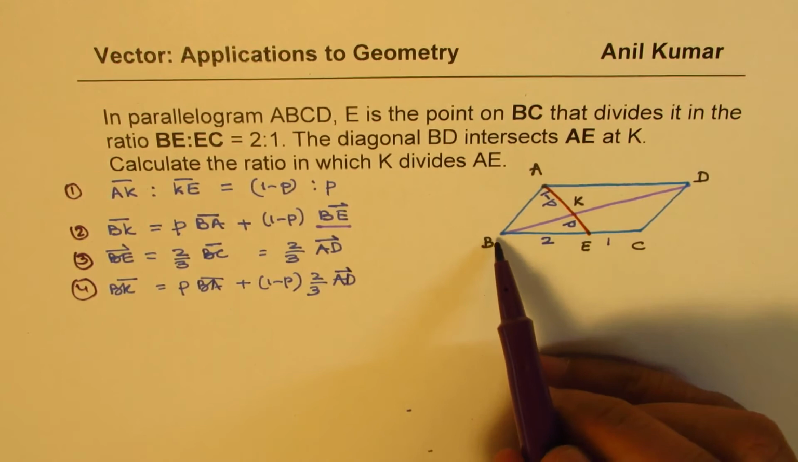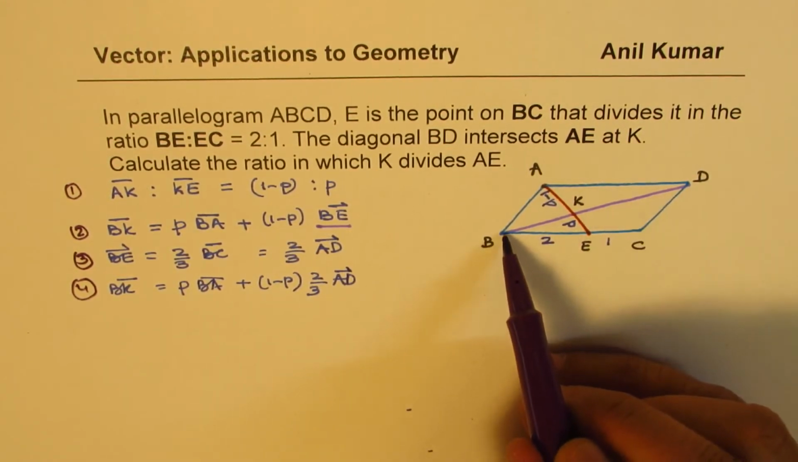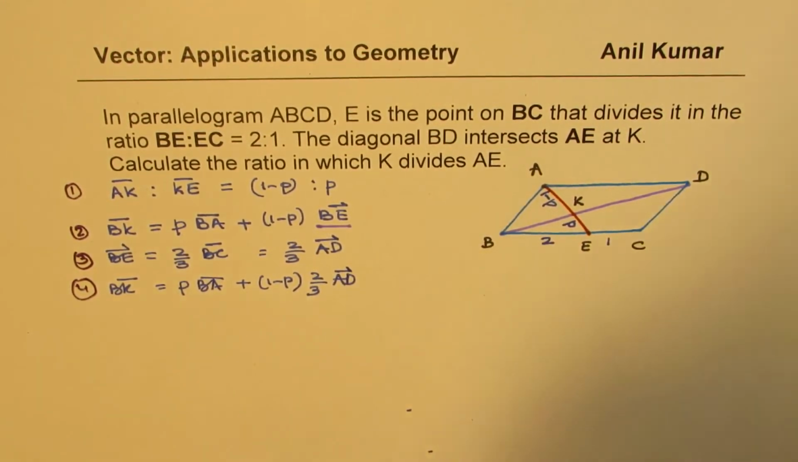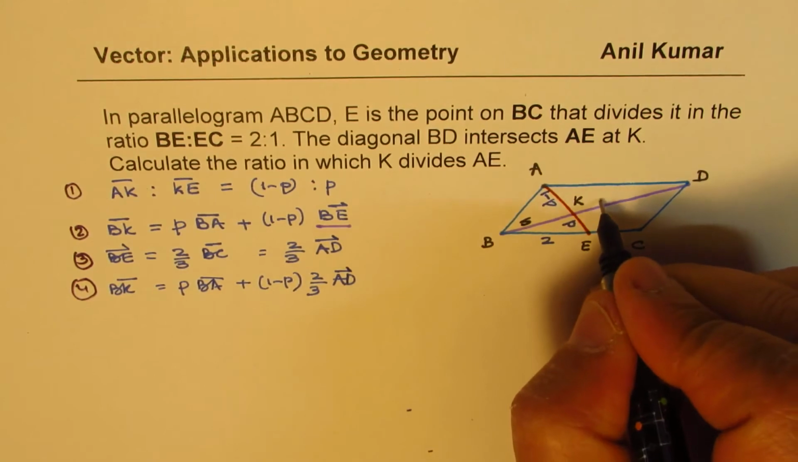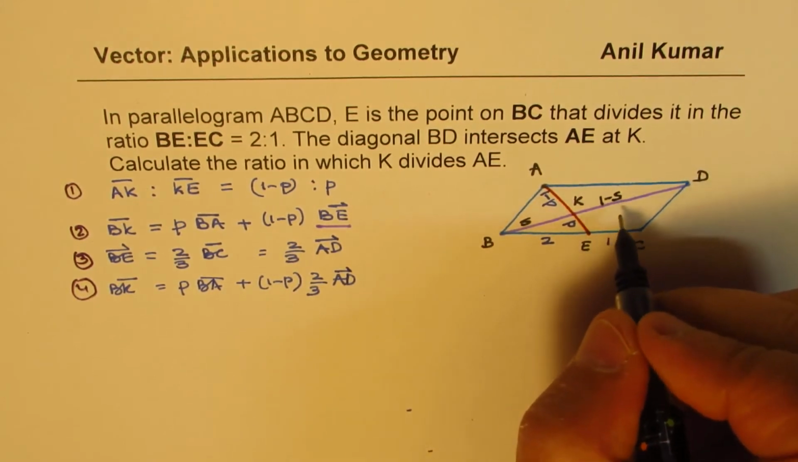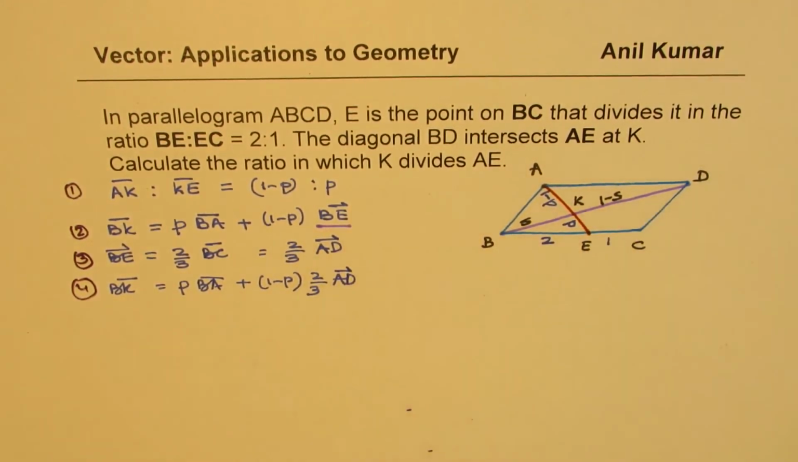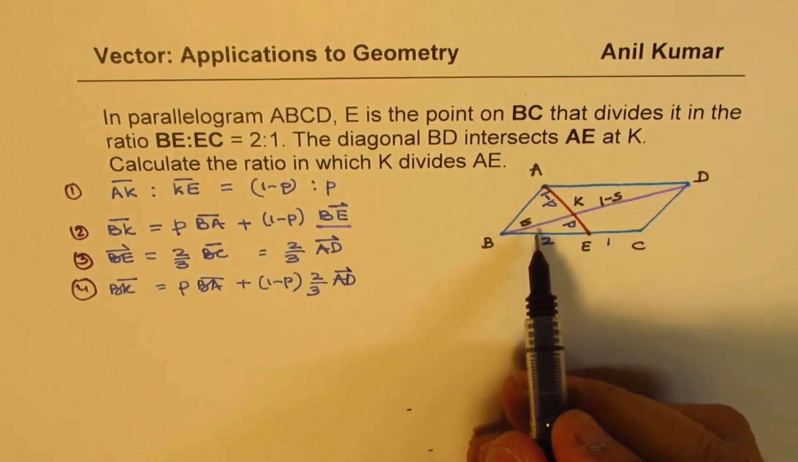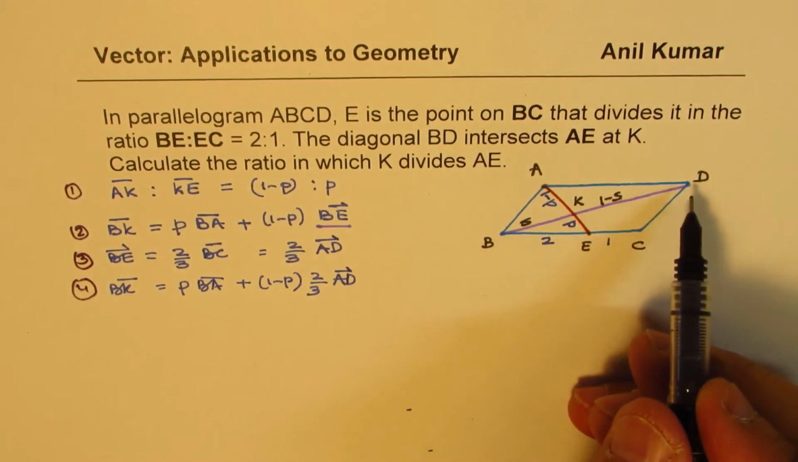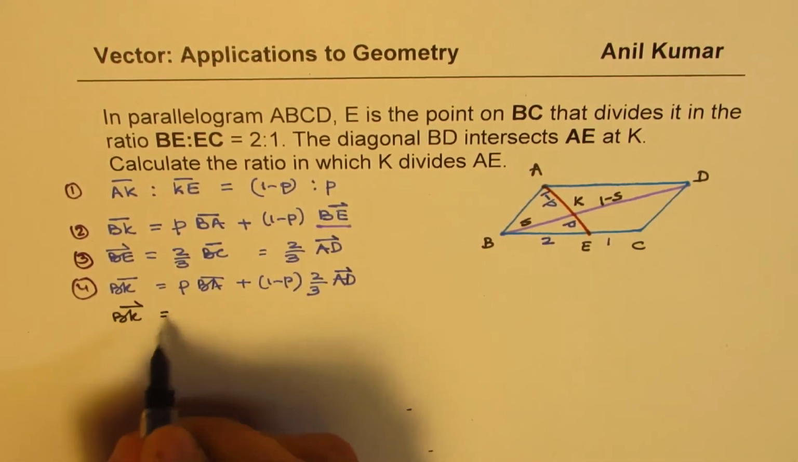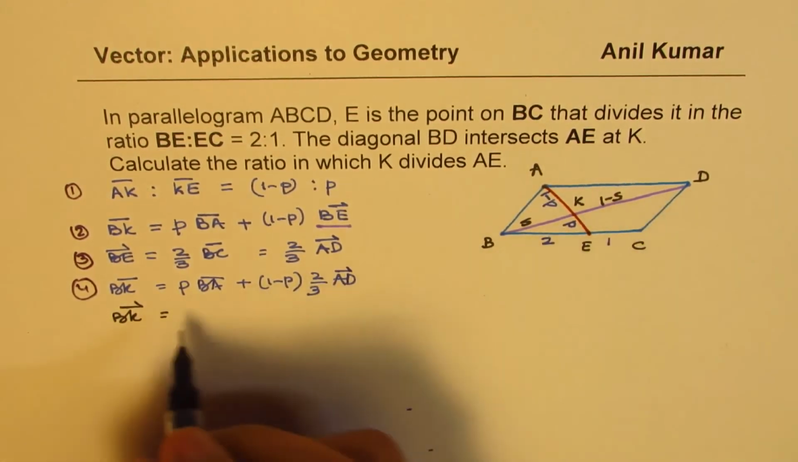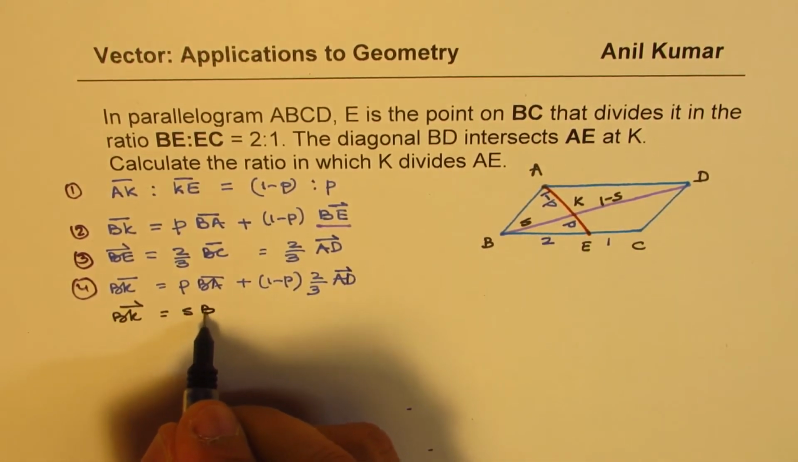Now we'll try to find another relation of BK using the diagonal B to D. Let me divide this in the ratio of S, and we'll use this as 1 minus S. You understand why? Ratio, the whole side is taken as one unit, right? So this is S of BD, right? So we can write BK as equal to S times BD, right? Scalar multiple, B to D.